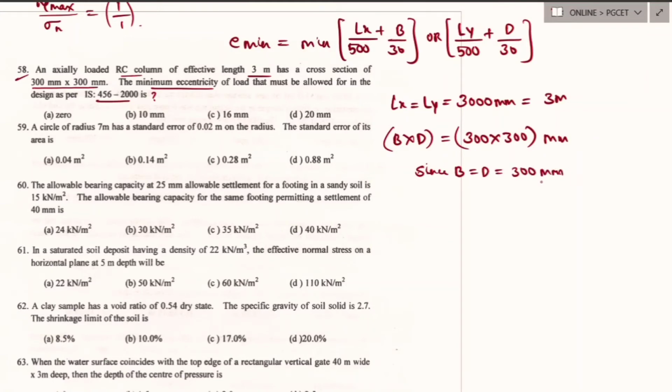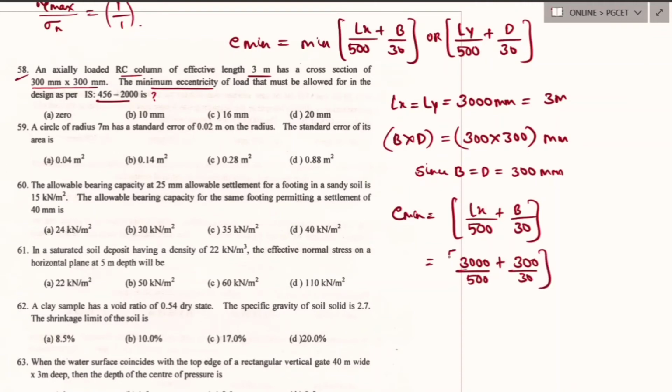the minimum eccentricity is calculated as E minimum is equal to Lx divided by 500 plus B by 30. Lx is effective length of the column 3000 mm divided by 500 plus B is the breadth of the cross section of RC column 300 by 30. So minimum eccentricity will be 16 mm. So option C is the right answer, 16 mm.